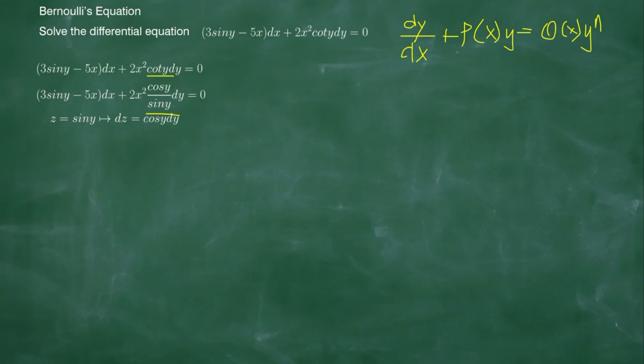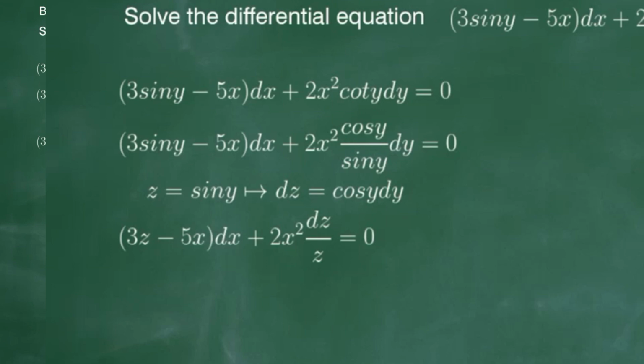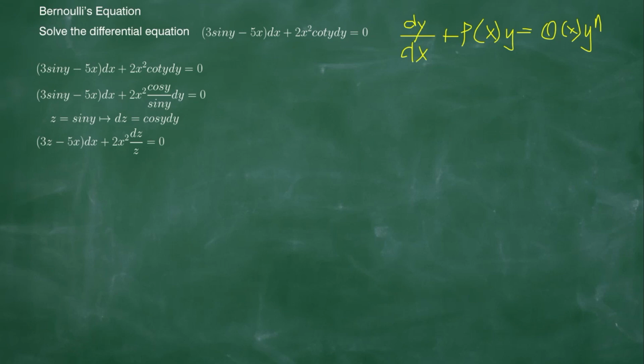Next we substitute z = sin y, so we now have 3z for this, and dz for cosine y dy, and again z for sine y. So we have (3z − 5x) dx + 2x² dz/z. Now looking at the equation, there's only one term containing dz, so our dependent variable is z, and our independent variable is x.